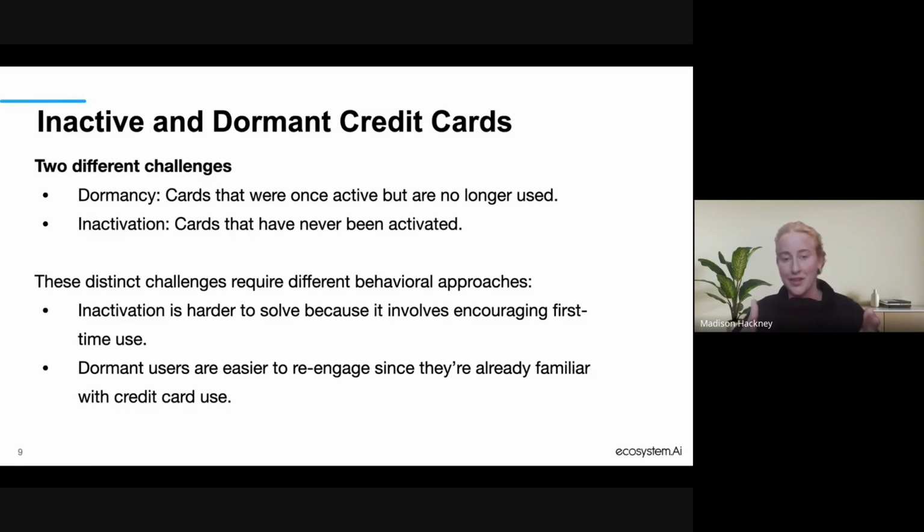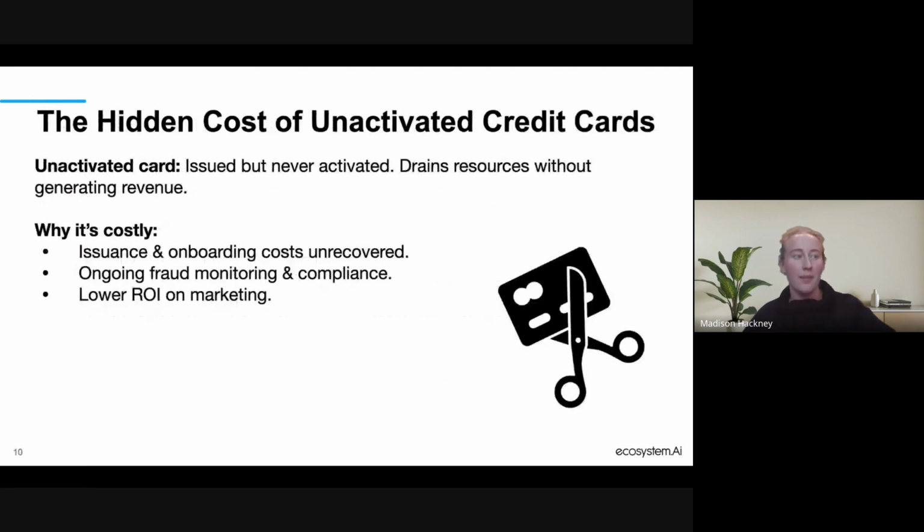But now, obviously, for this talk, we are looking specifically at inactive cards, or cards that have never been activated. And I want to now unpack the hidden cost, why it is a major problem for banks to have a large base of inactive credit cards. Number one, these are issued cards that have never been activated. And the main reason that they are such a problem is because they drain resources without ever generating revenue. So looking at why it's costly, banks will go through the whole issuance and onboarding.